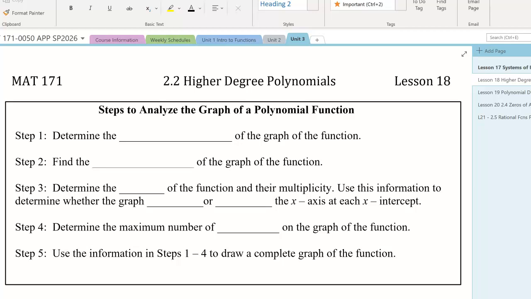To summarize everything we went over in class today, let's talk about the steps for analyzing the graph of a polynomial function. The first thing you'll want to do is determine the end behavior of the graph. And remember, there are two things you need to look at to determine the end behavior. One is the degree of the polynomial, and the second is the sign of the leading coefficient.